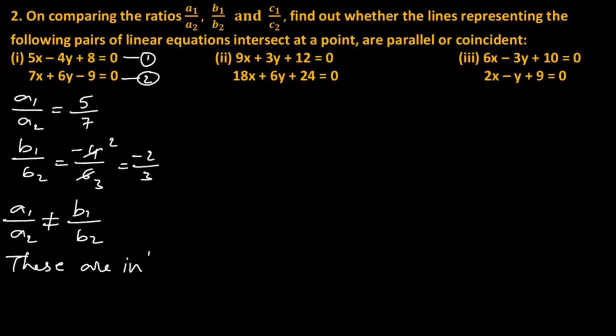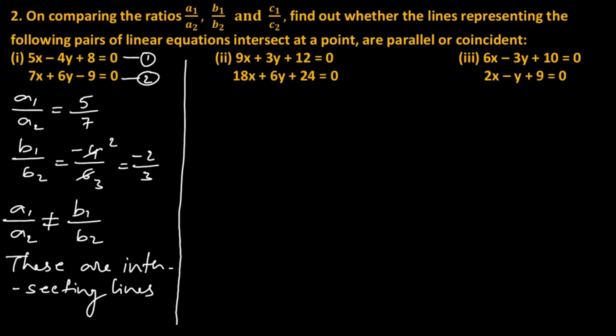These are intersecting lines. Just look at the introduction video, you will get to know what is intersecting lines, what is parallel and what is coincident. Coincident line is nothing but, as in the introduction video I have given, points lie on the same line. That is called coincident.